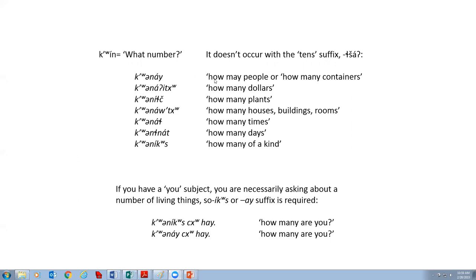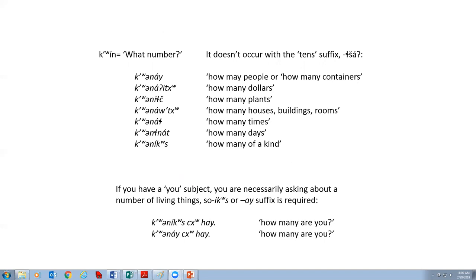I guess I could have added the audio to this, but this is your suffixes for different things like containers, your dollars, your plants, your inanimate objects. They have different suffixes you add to your root word.